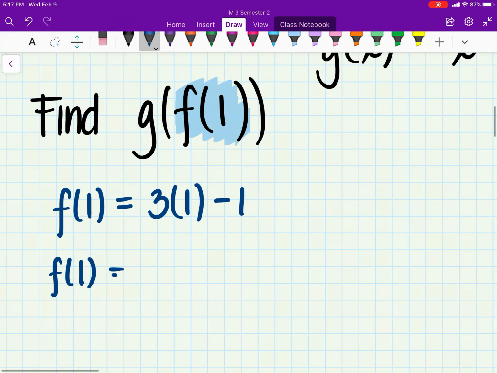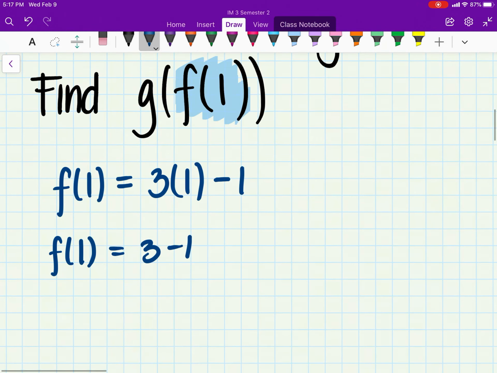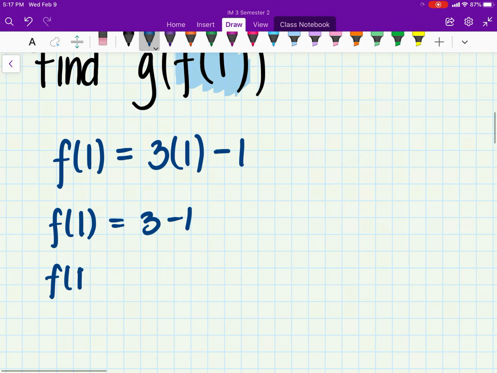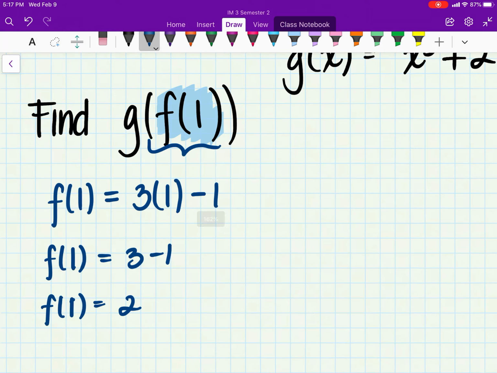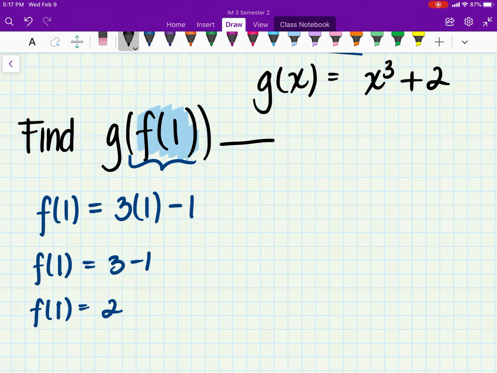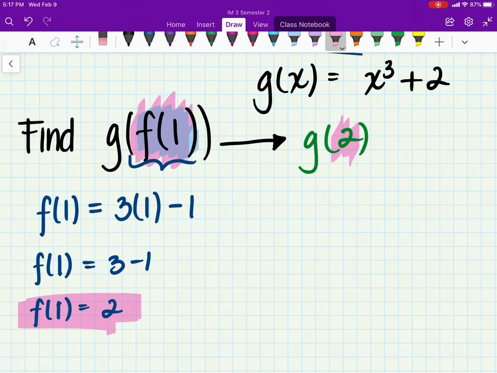So let's go ahead and bring down f of 1. 3 times 1 is 3 minus 1. 3 minus 1 in this case, guys, is going to give us a 2. So now we actually already know what f of 1 equals. We know f of 1 in this case equals 2. So this here is actually going to become now g of 2. Once again, it's replacing f of 1 with 2, because that's what we found out down here. Now, g of 2 is telling us that wherever we see an x, we're going to substitute it for a 2. So let's go ahead and do that here.